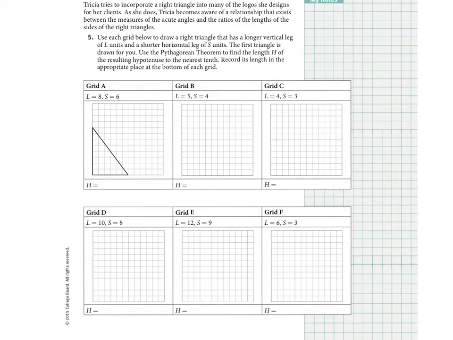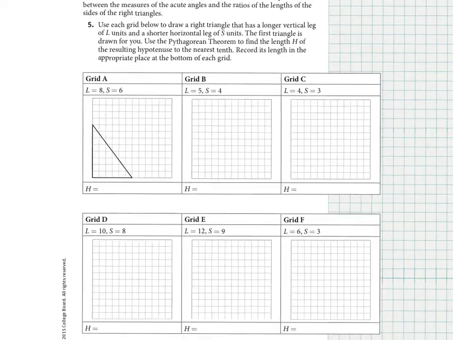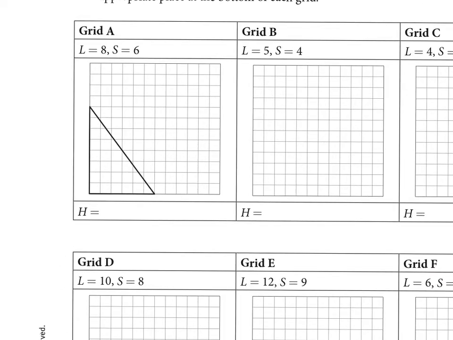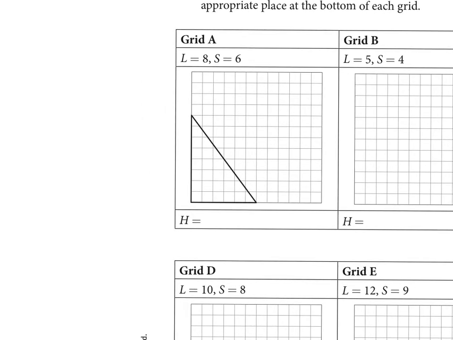And then we're going to use the Pythagorean theorem to find the length h for our resulting hypotenuse. And if we need to round, it says round to the nearest tenth. And then we're going to record the length down here. So let's go ahead and get started with this. Let's zoom into grid A where they already drew the triangle for us.